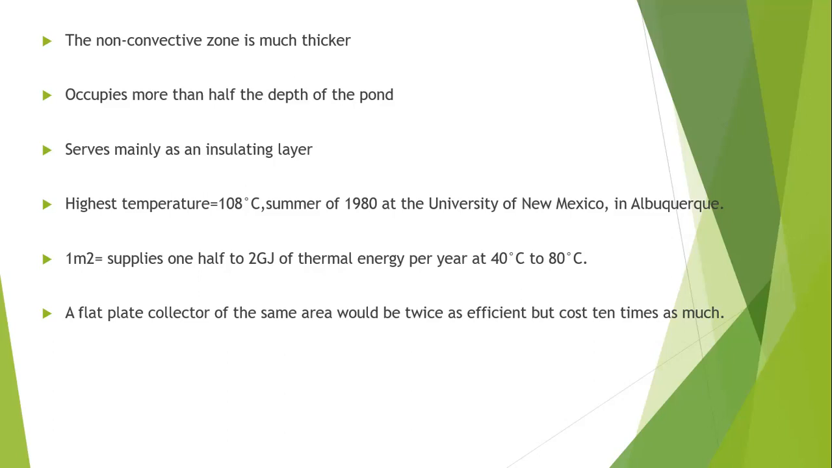This looks the same as a flat plate collector. A flat plate collector of the same area will be twice as efficient but cost 10 times as much. So if you want to keep the temperature at 40 to 80 degrees Celsius with another method, for example a flat plate collector, it costs 10 times as much as the solar pond.